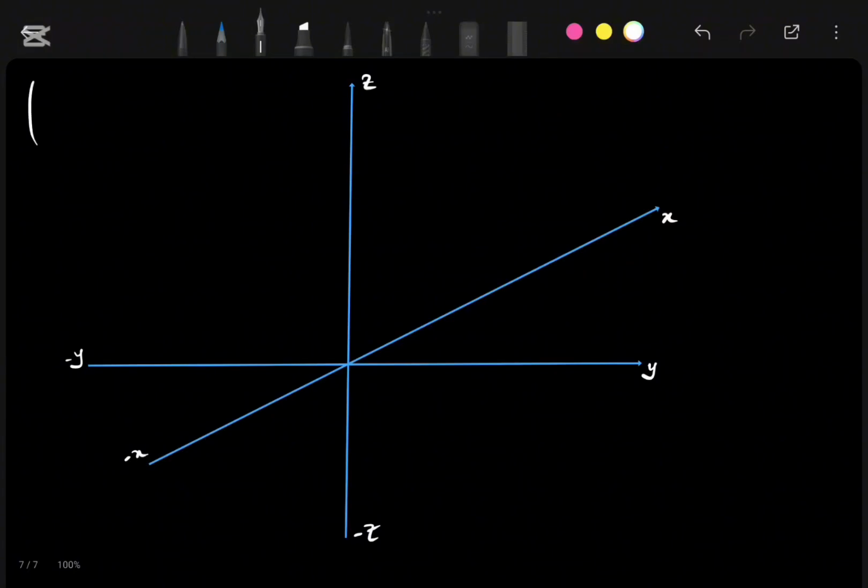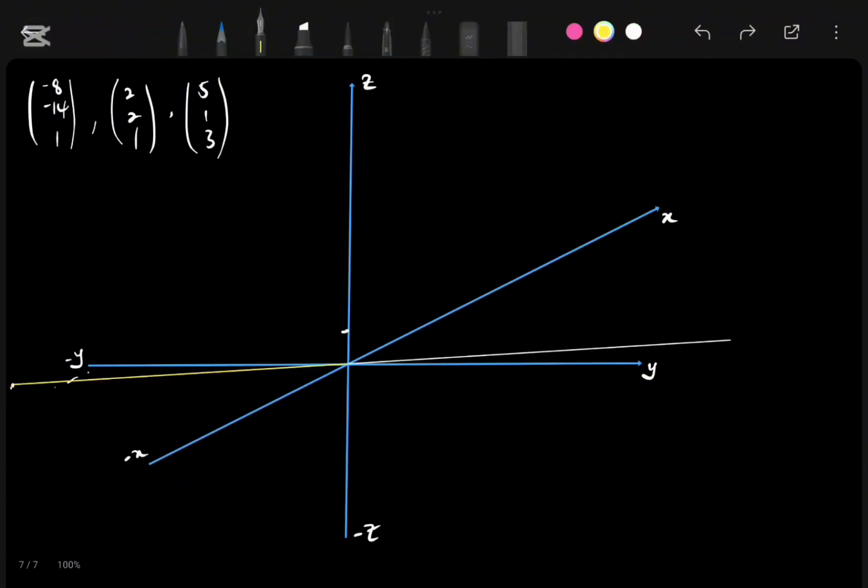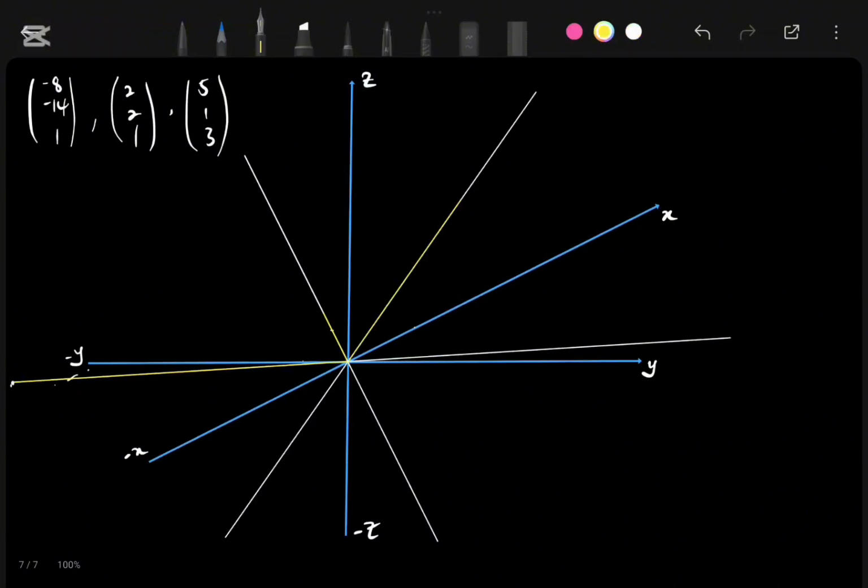The first eigenvector was given as minus 8, minus 14, and 1. The second eigenvector was 2, 2, 1, and the third eigenvector was 5, 1, 3. So we are using the eigenvectors that we had. We locate minus 8, minus 14, 1. Next, 2, 2, 1. Now we are looking for the last one, 5, 1, 3. So now we've gotten all our eigenvectors.